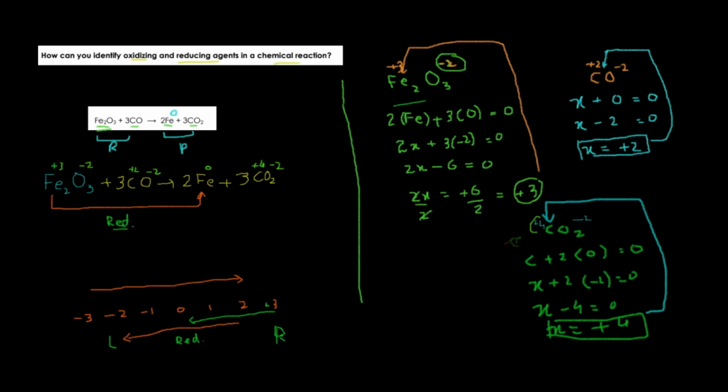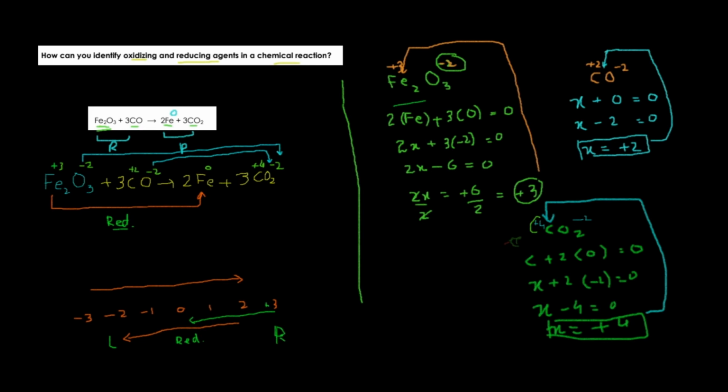While in case of oxygen, as you can see, we have -2 charge on this side, and similarly we have -2 charge on this side as well. So there is no change in the oxidation state of the oxygen atom. Similarly, in case of carbon monoxide we have -2, and in case of carbon dioxide we also have -2 charge on the oxygen atom. What does this mean? It means that there is no change in the oxidation state of the oxygen atom.